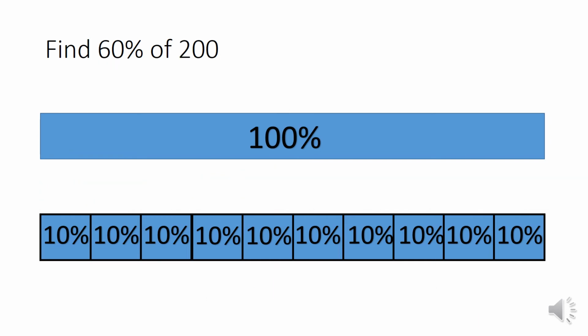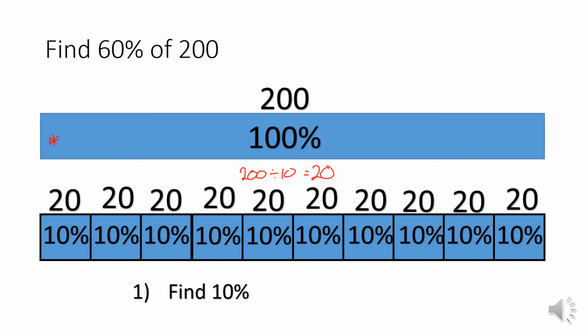Okay, so let's do 60% of 200. Again, we're starting with an original amount, so that'll represent 100%. So our original amount is 200. The first step was to find 10%. To find 10% of a number, all we do is divide it by 10. So if we start with 100%, we divide it by 10 to get 10%. So we do 200 divided by 10, and that gives me 20. So that tells me each of these 10% is equal to 20.